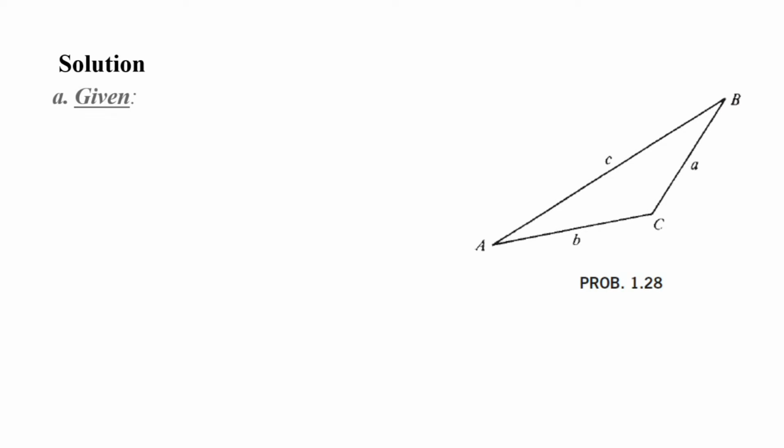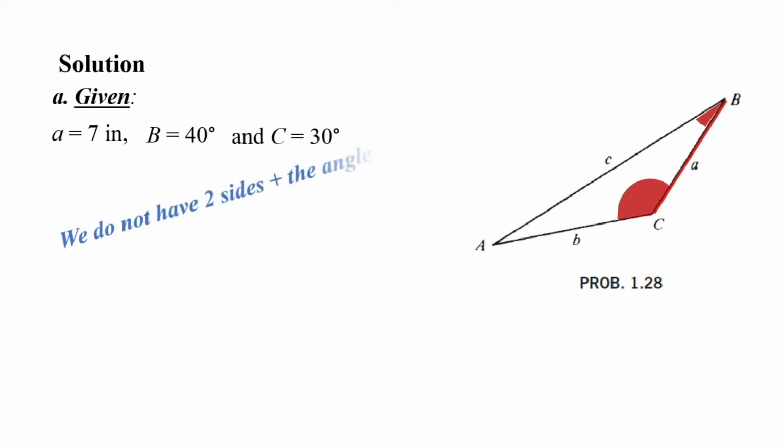The first case, side A is 7 inches. Angle B is 40 degrees. And angle C is 30 degrees. Of course, the diagram doesn't look proportionate, but it's just generic.